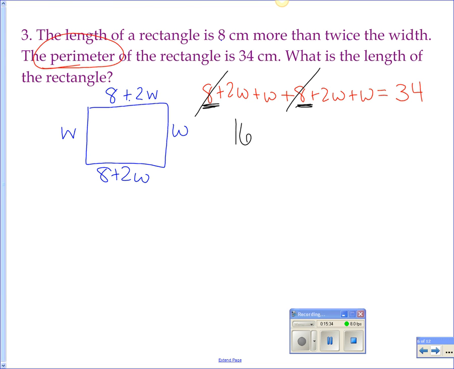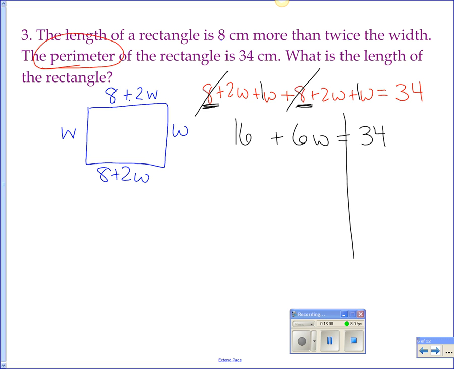Okay? What goes with 2W? 1W, 2W, and I'm adding these. So what's 2W plus 1W? 3W plus 2W plus one more? 6W equals 34. Then I'm going to draw my line.